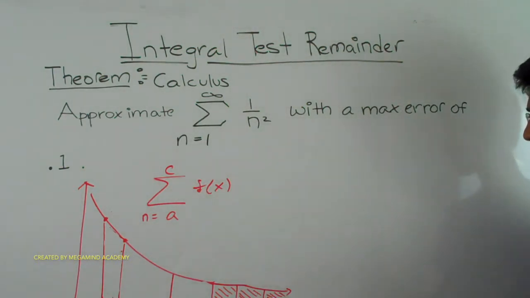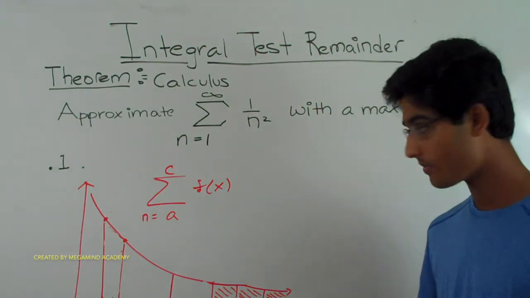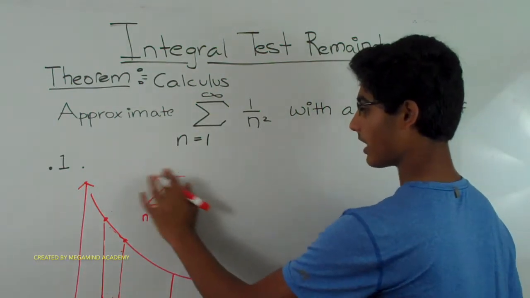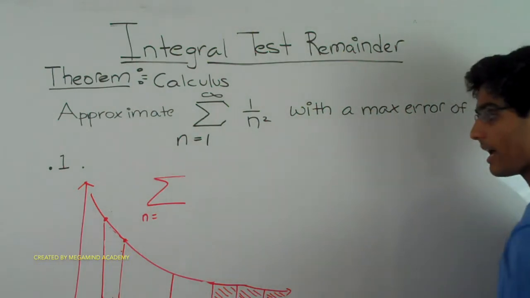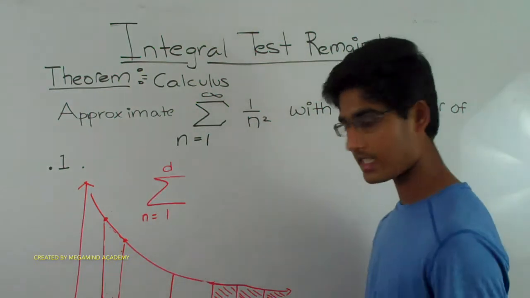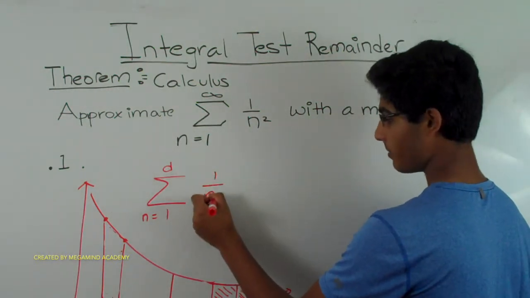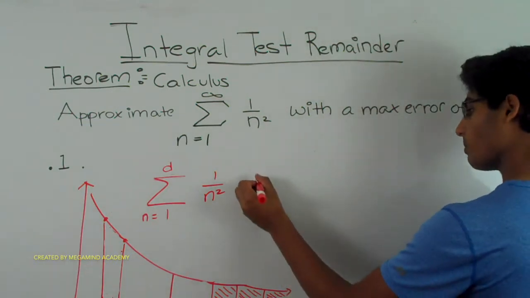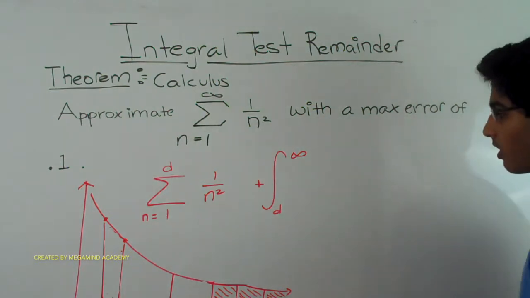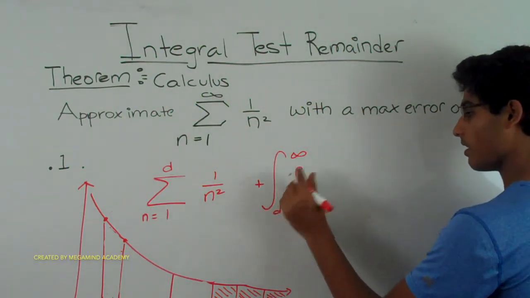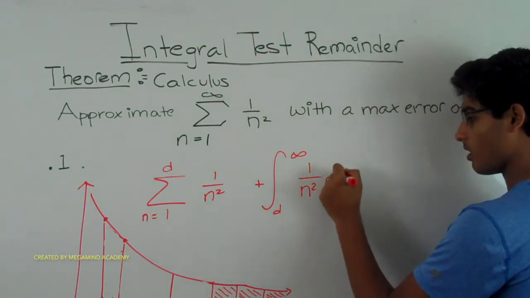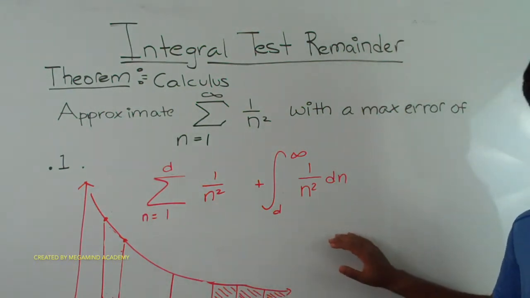So essentially, what we're saying when we have this value d is that, in this example here, you can have the partial sum of the series from n equals 1 to this constant d of 1 over n squared, plus the integral from d to infinity of 1 over n squared dn. So this is essentially how we get our approximation.